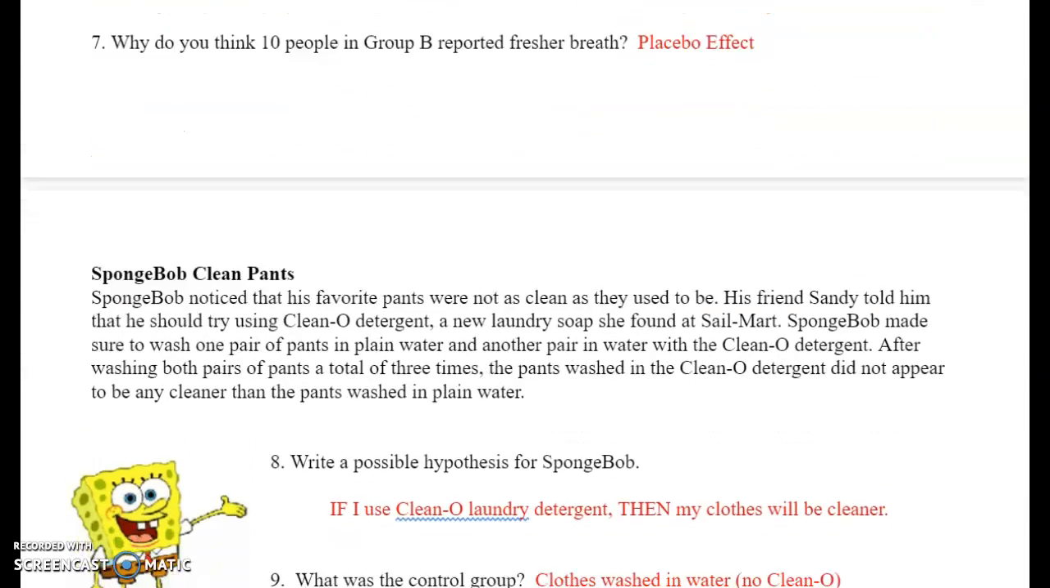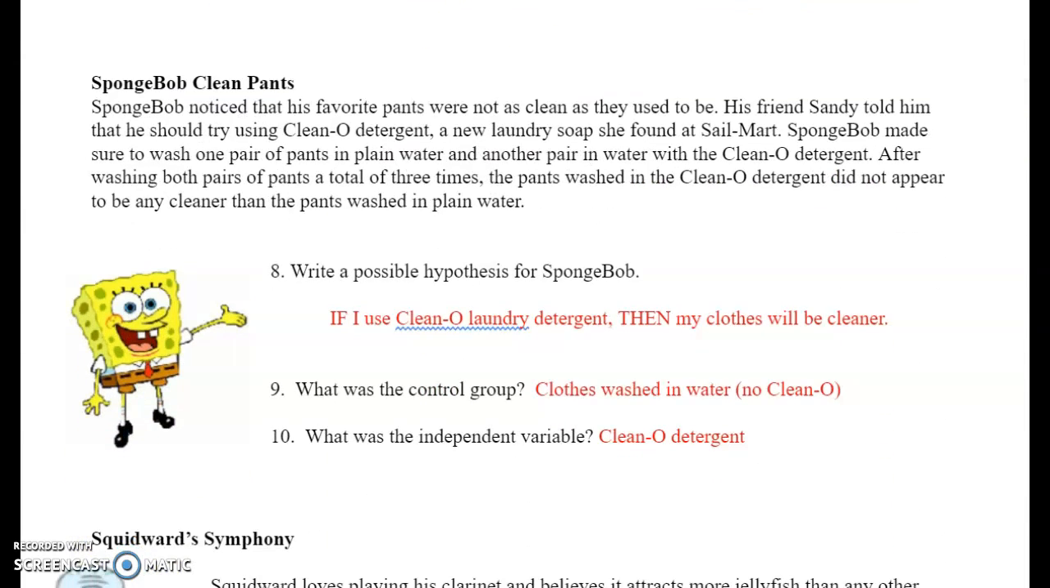For the next situation, SpongeBob tested a new detergent called Cleano. Okay, so that's what he was looking at. He washed one pair of pants in plain water and one with the detergent, and he found that the pants that were washed with Cleano didn't get any cleaner, in his opinion.